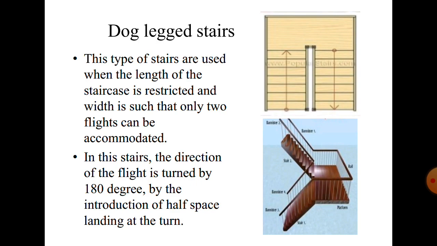Now third type of stair is a dog leg stair. This type of stair is used when the length of the staircase is restricted and the width is such that two flights can be accommodated. This type of stair is generally used in residential buildings, and in this stair the direction of the flight is turned by 180 degrees by the introduction of a half space landing at the turn. So see this figure.